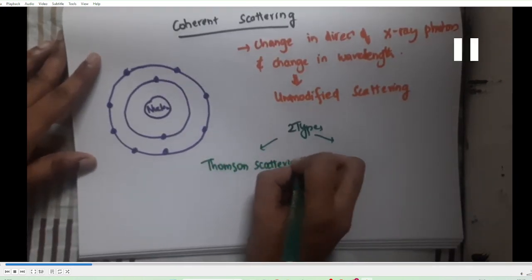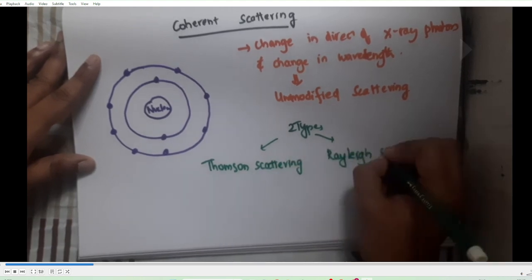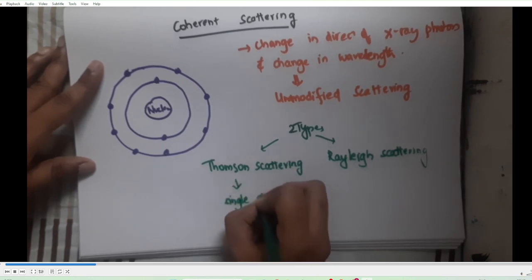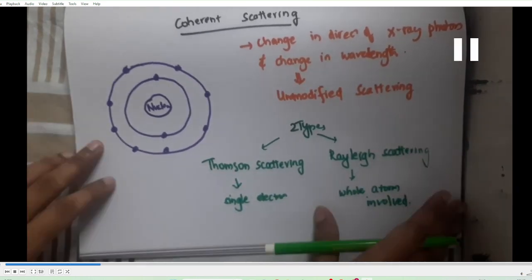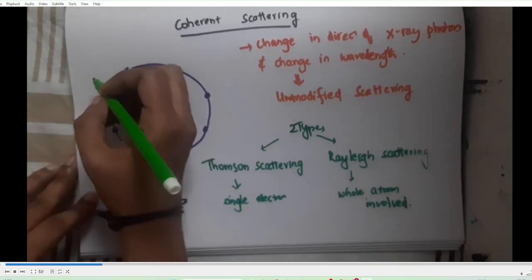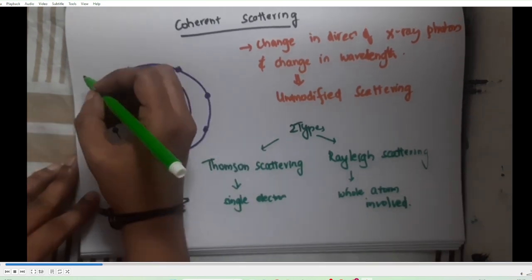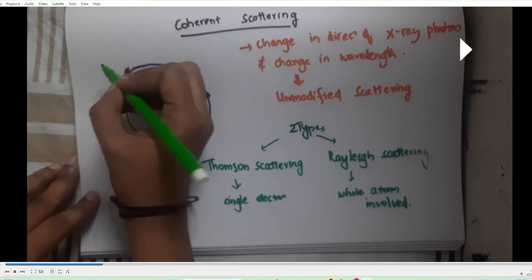There are two types of coherent scattering, Thomson scattering and Rayleigh scattering. In Thomson scattering, a single electron is involved in the interaction, whereas in Rayleigh scattering, the whole atom is involved in the interaction. Rayleigh scattering results from the cooperative interactions with all the electrons of an atom. Both types of coherent scattering may be described in terms of wave-particle interaction and therefore are sometimes called classical scattering.